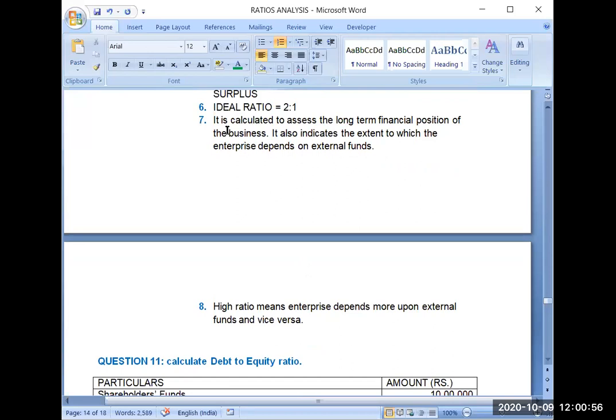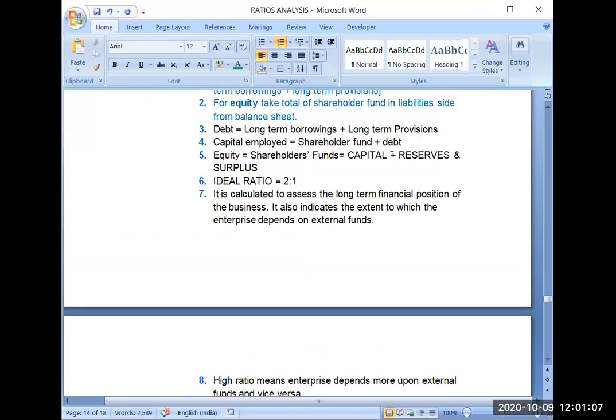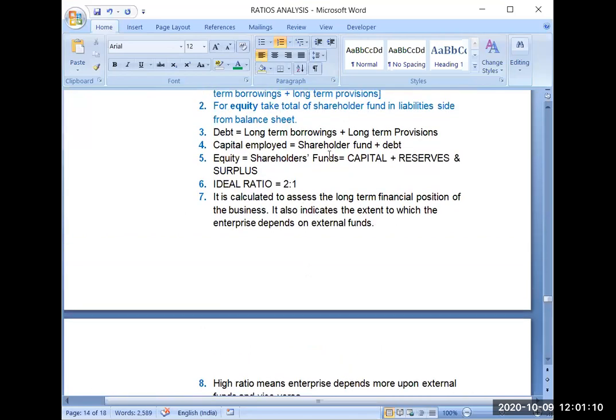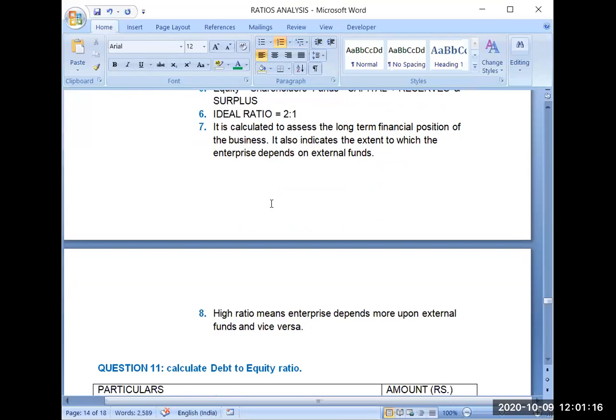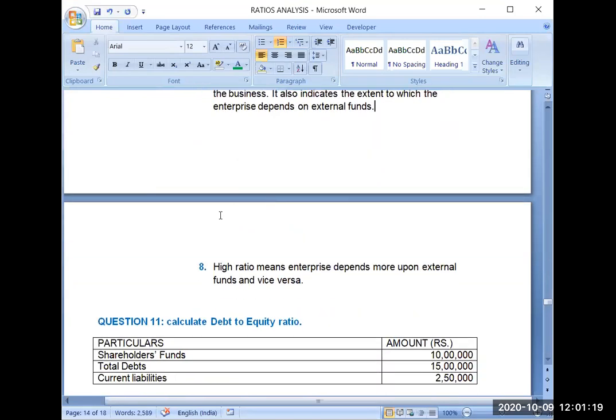Now, why are we calculating the debt equity ratio? It is calculated to assess the long-term financial position of the business. It also indicates the extent to which the enterprise depends on external funds. So this ratio will tell you how much we are depending upon external funds, meaning borrowed funds, for the working of our business. If dependency is too high, that is quite risky. A high ratio means the enterprise depends more upon external funds and vice versa. So if a low ratio is there, meaning less than 2:1, it is quite safe. And if it is more than 2:1, that will be quite unsafe.